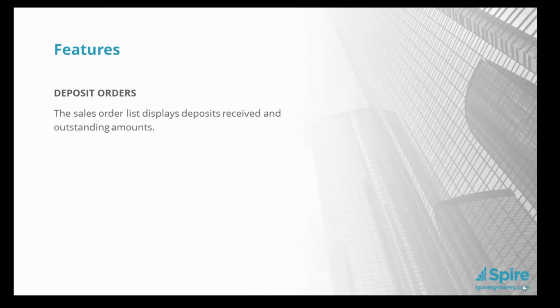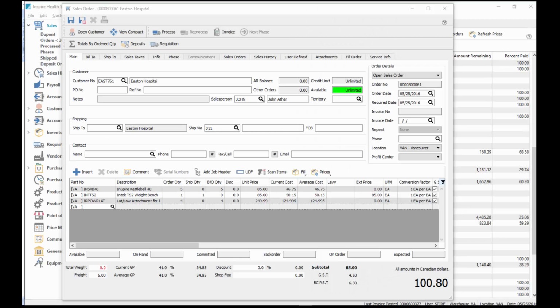Deposit orders are easily done by clicking on a deposit, taking the money from the customer, and that order now gets marked partially paid, and from the sales order list, the outstanding amounts, percentages paid and amounts paid are very easily found. So it's very easy to take and track deposits on sales orders in Spire.